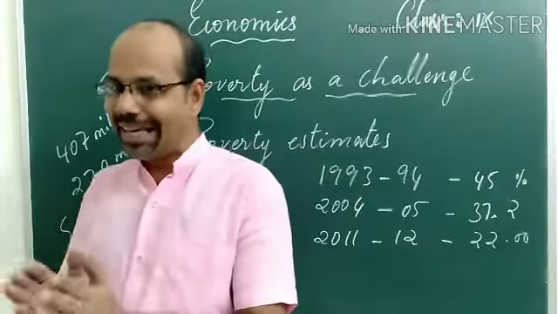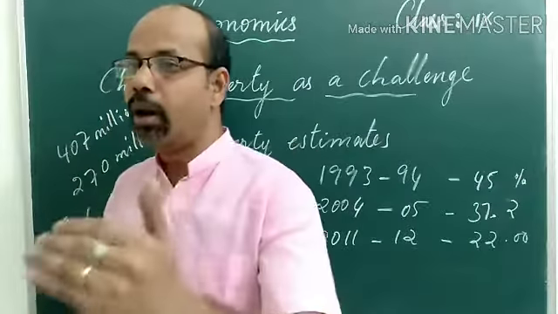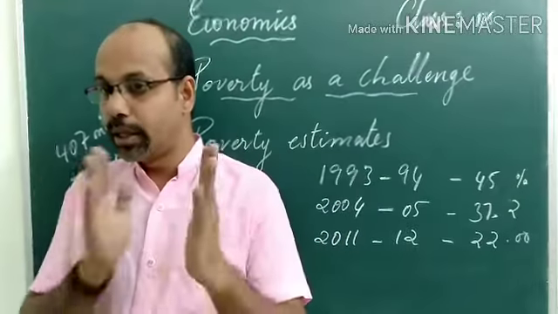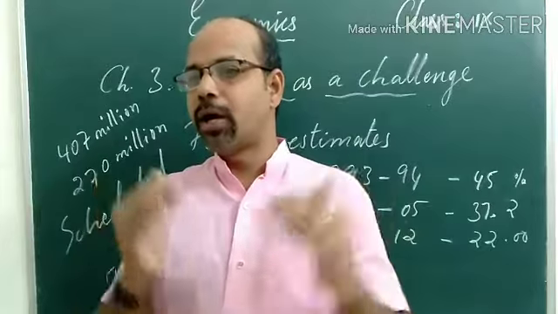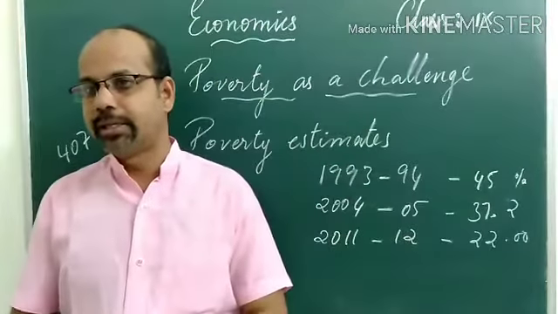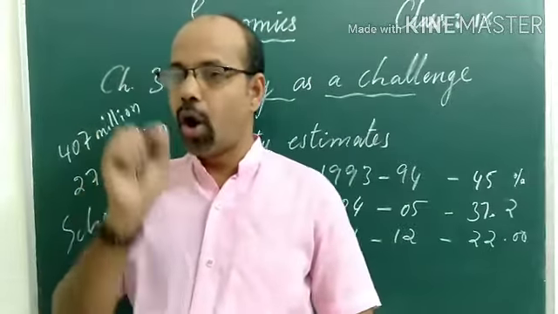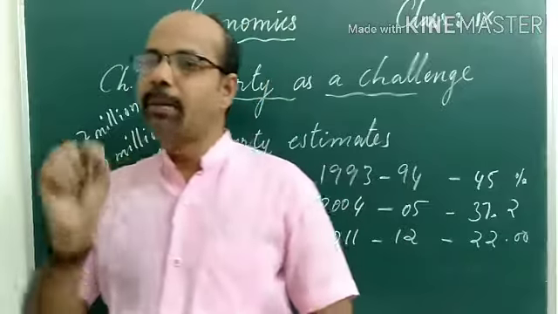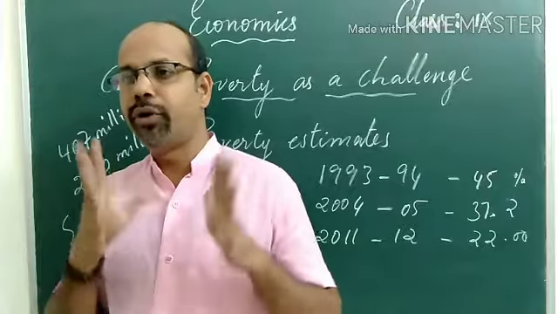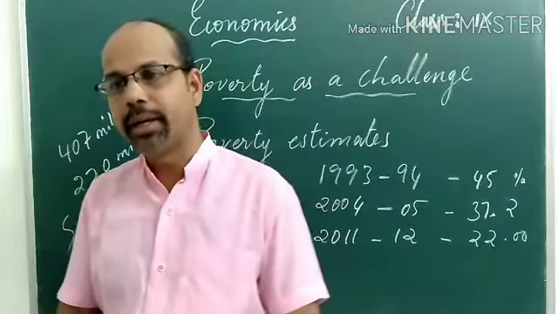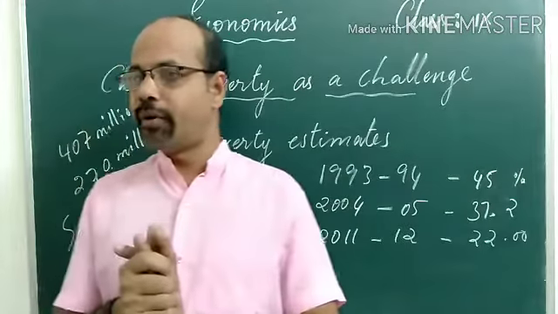Out of 100 people, 43% belonging to the scheduled tribes are not able to meet their basic needs. 43% of the scheduled tribes are not able to get basic amenities: no food, no health facilities, no shelter. So this is the condition of our country.